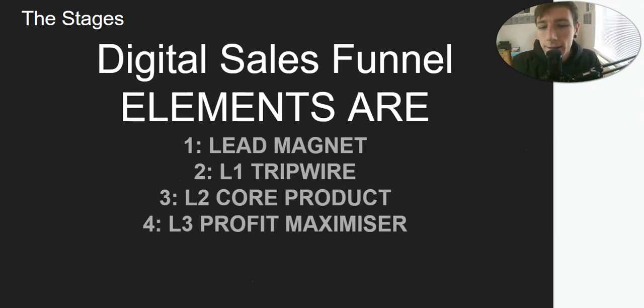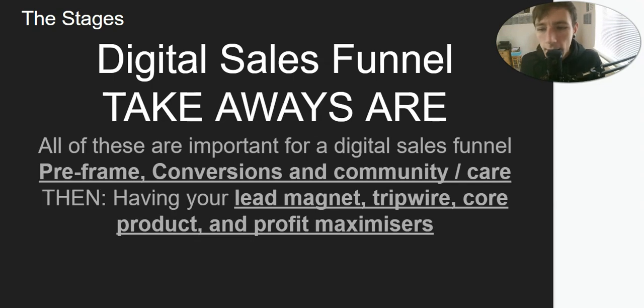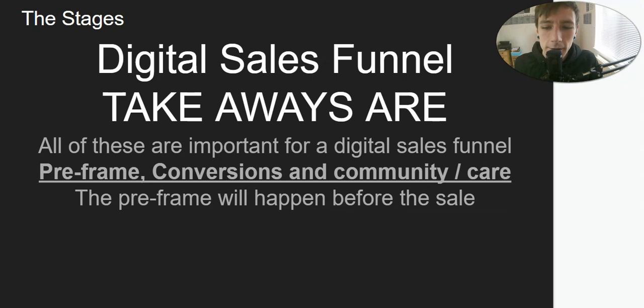So these are the elements of your top money-making digital sales funnel. You've got your lead magnet, you've got your Tripwire, you've got your core offer, and you've got your profit maximizers, my friend. Okay? And the key takeaways here are all of these are important for your digital sales funnel. You've got the pre-frame part, you've got your conversions, then you've got your community, and then you've got to have your lead magnet, Tripwire, core offer, and profit maximizers. And these are the elements of a top money-making digital sales funnel, my friend. Okay? And the pre-frame happens before the sale.